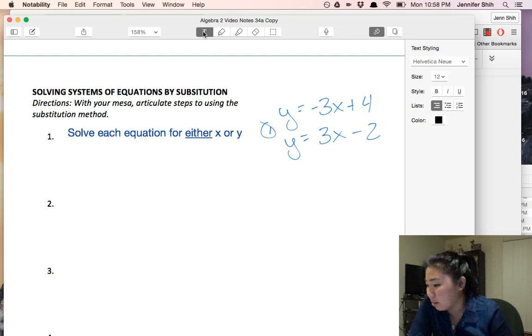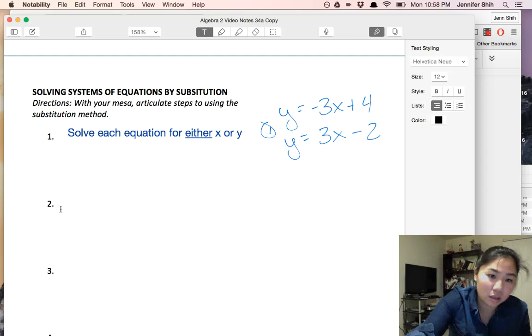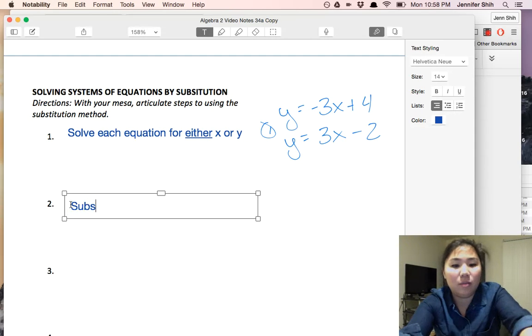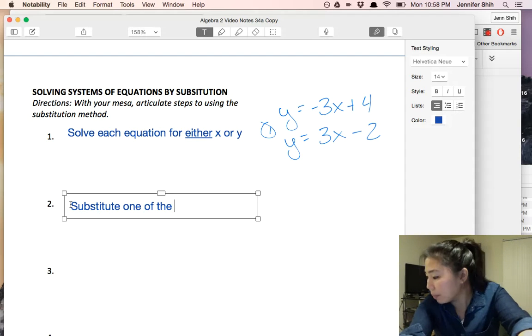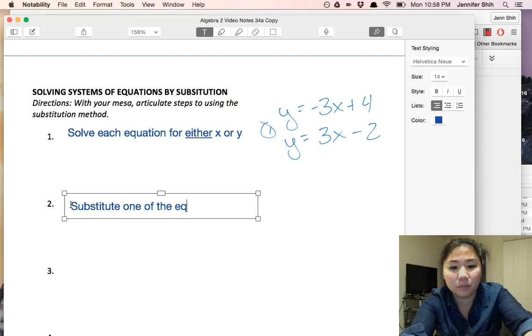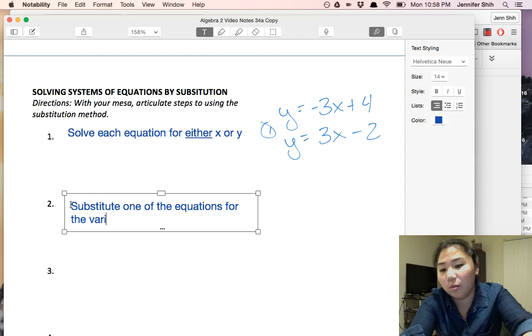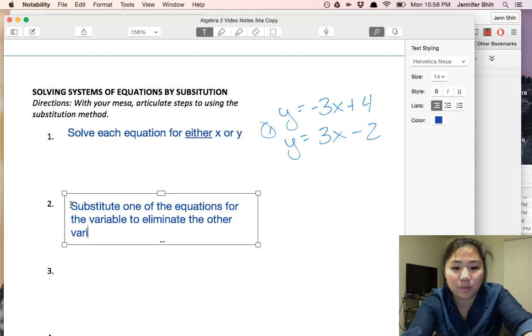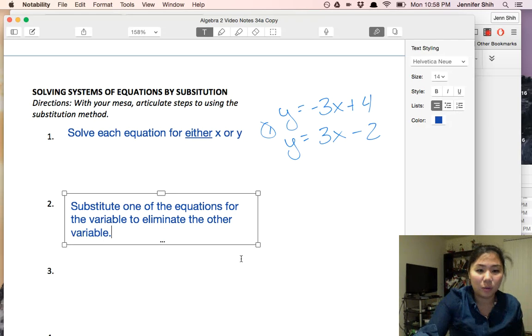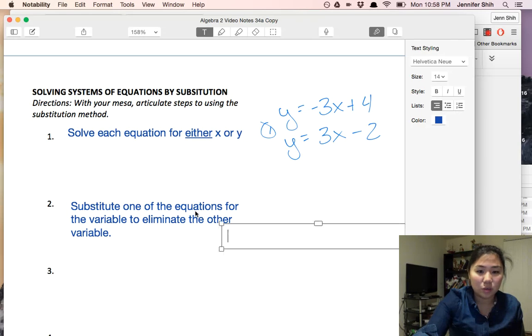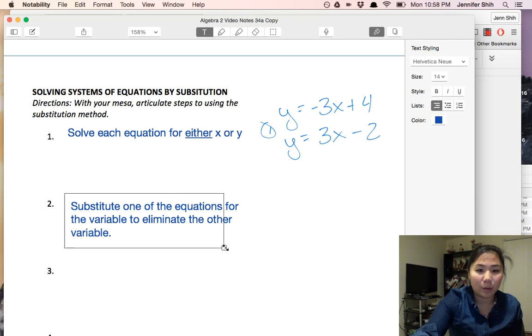Now, the second step is to substitute one of the equations for the variable to eliminate the other variable. This makes more sense when you see the example and less so when you see the words.